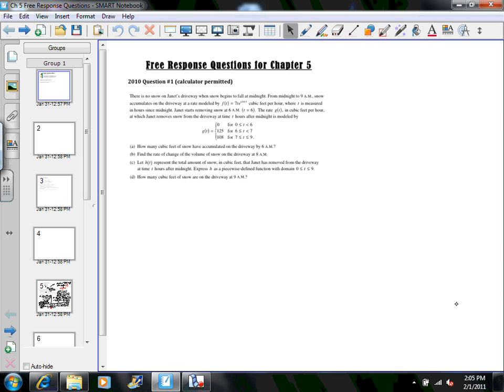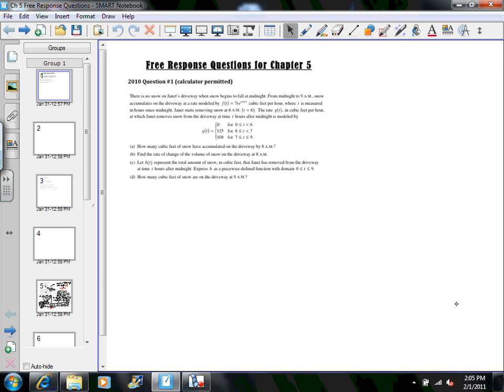Janet starts removing snow at 6 a.m., so time 6. The rate g of t in cubic feet per hour, which Janet removes snow from the driveway at time t, is modeled by g of t equals the piecewise function. Question A says, how many cubic feet of snow have accumulated on the driveway by 6 a.m.?